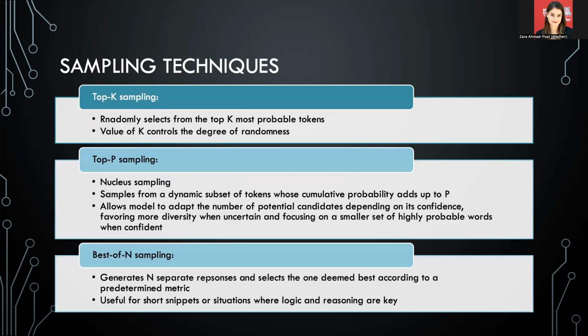Then we have top K sampling. That's kind of what it sounds like. It's going to randomly select from the top K most probable tokens, and you control the value of K, which controls the degree of randomness. We have top P sampling, and that's a dynamic subset of tokens whose cumulative probability adds up to P. For top K, you're doing next word prediction.